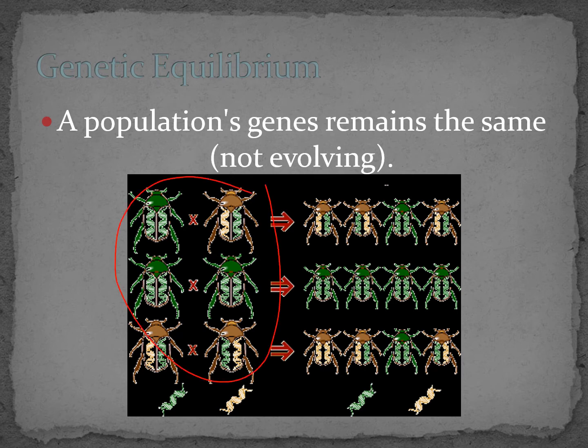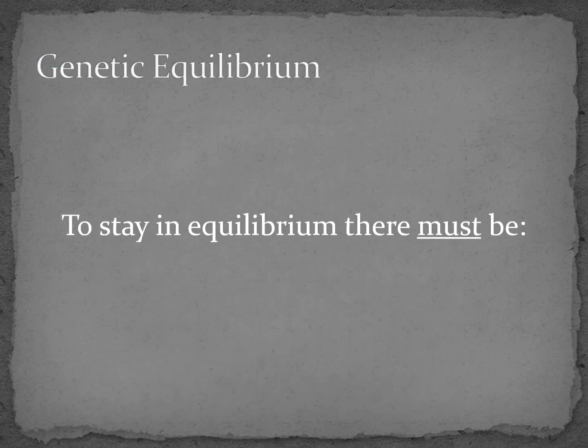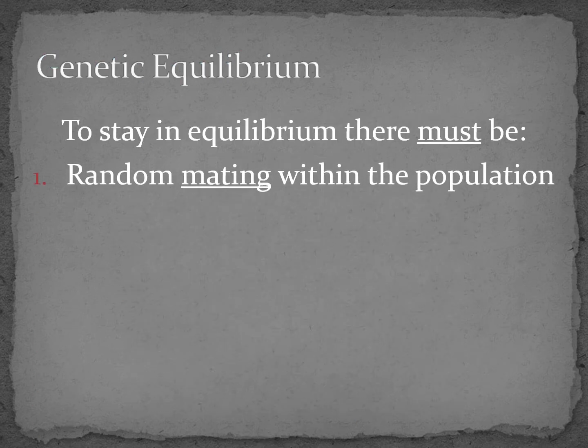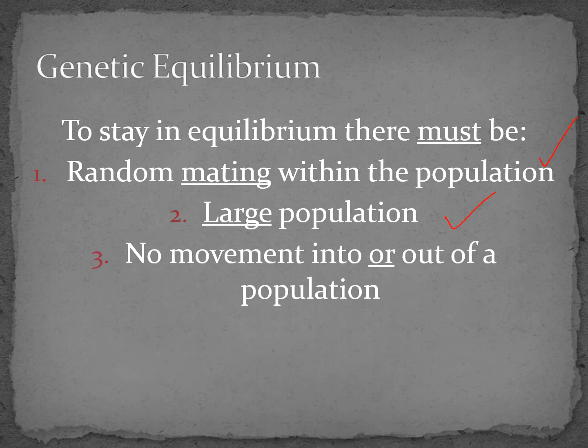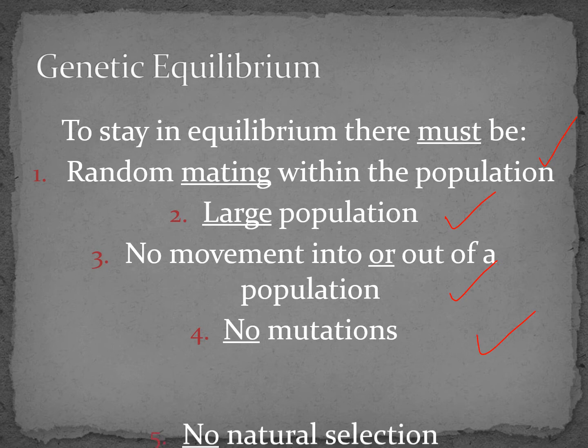Again, you might have had a green beetle and then a brown beetle, but they had mixed kids. Two brown beetles can possibly have a green baby because they have the alleles. So to stay in equilibrium, you must have what? Random mating within the population, okay, to keep this equilibrium. A large population. No movement in and out. And no mutations. We need to keep it clean.